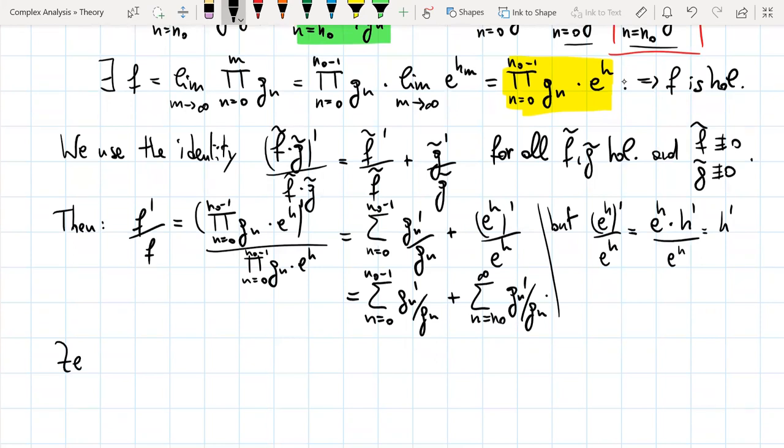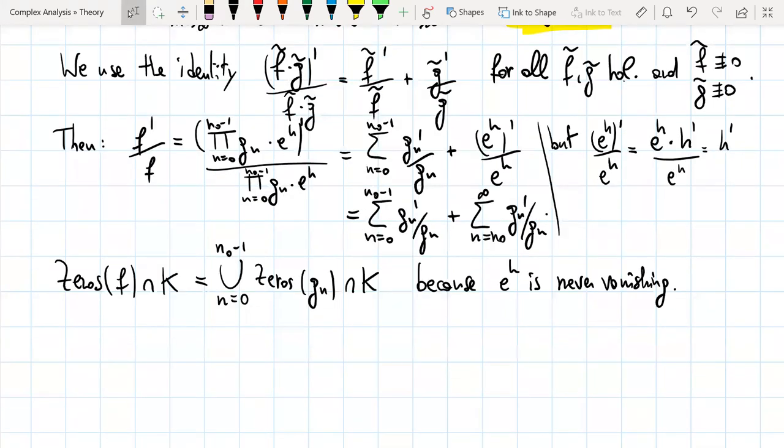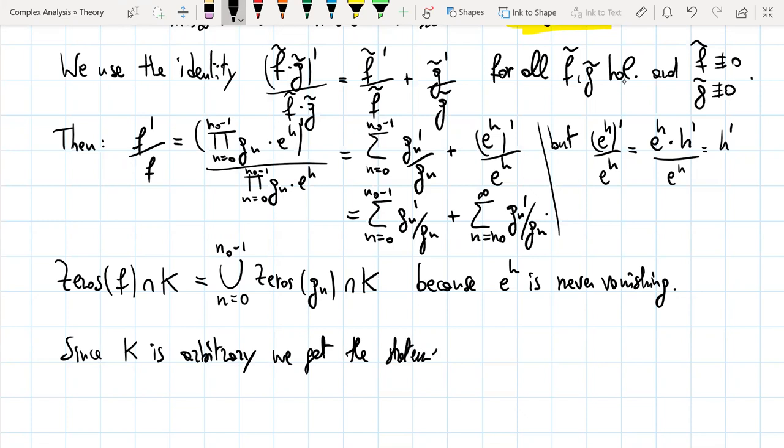The last thing is that the zeros of f inside this compact set K are the union of the zeros of gn, for n from zero to n0 minus one, intersected with K, because the last function that we get, e to the h, is never vanishing. Okay, and now since K is arbitrary, we get the statement of the theorem. Very good. So this is our main theorem.